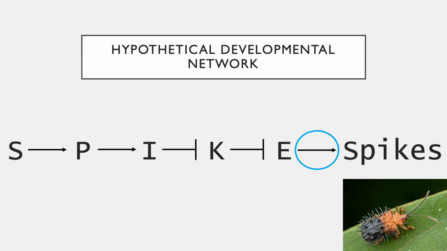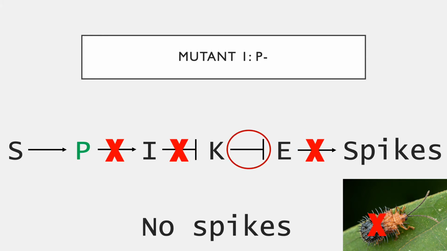The E gene is the final gene in the pathway, with an arrow leading to spikes, meaning the E gene product allows for the production of spikes in the ectoderm of the spiny beetle. In other words, if the E gene is inhibited, then the production of spikes will not occur. Next, we will discuss several combinations of mutated genes in the spiny beetles and if these will or will not be able to produce spikes.